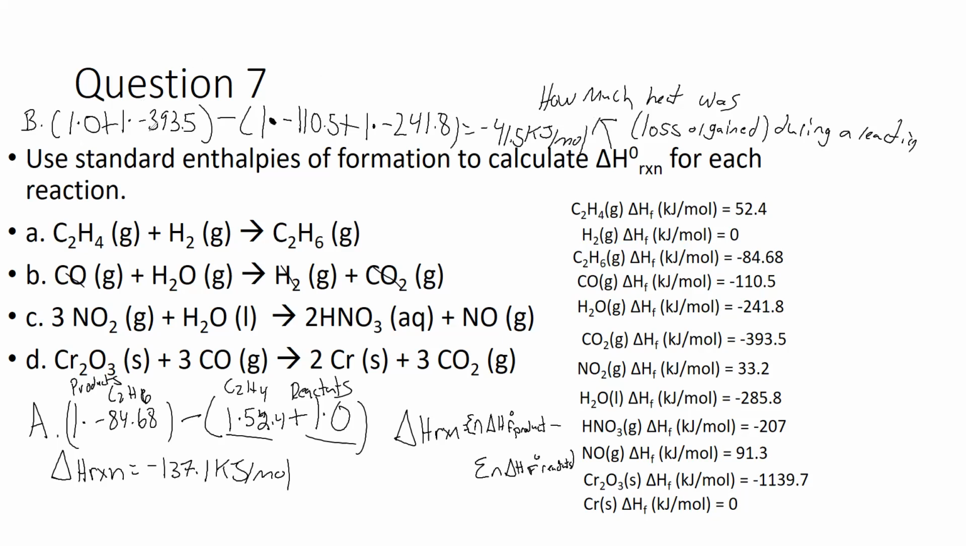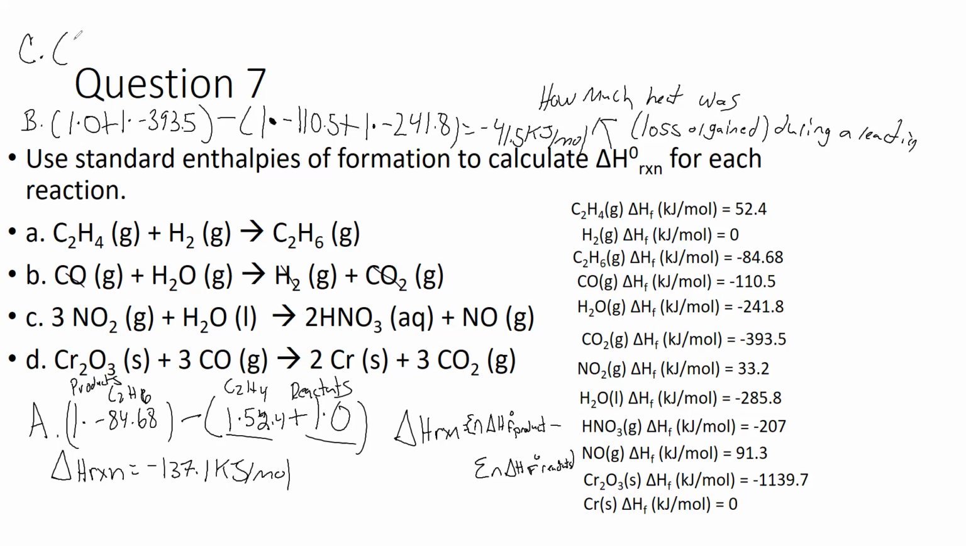So that is how much heat is released when you make hydrogen gas and carbon dioxide gas from combining carbon monoxide gas and water vapor. Negative 41.5 kilojoules per mole. Let's go on to C then. I'm going to put C right above B.